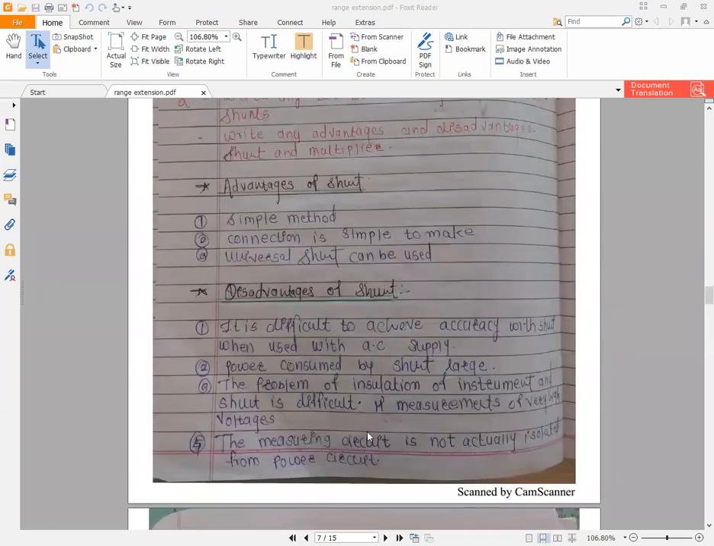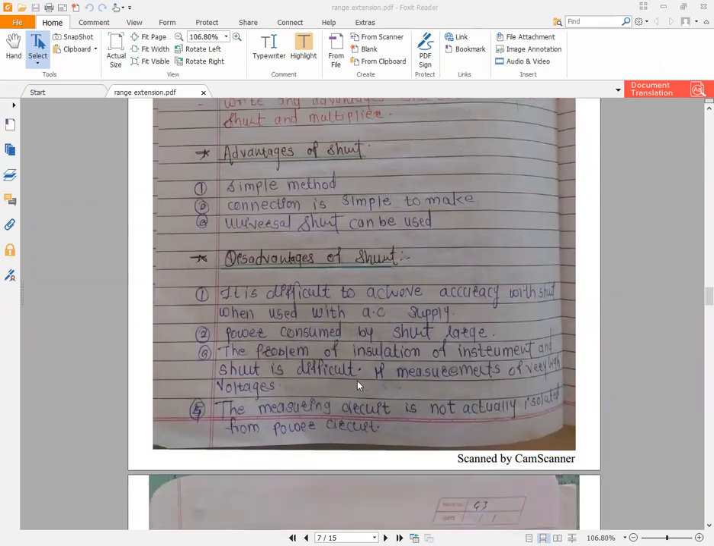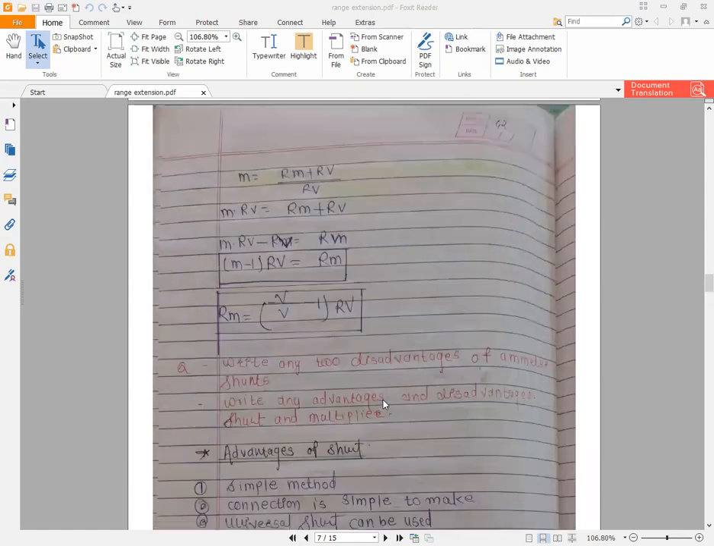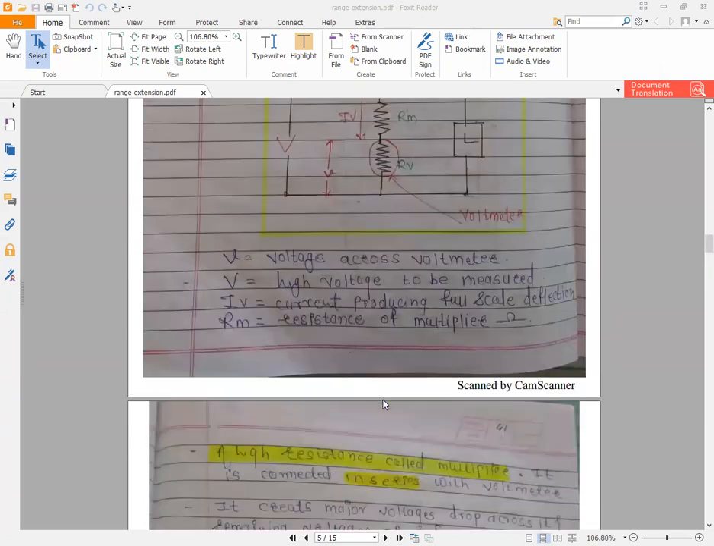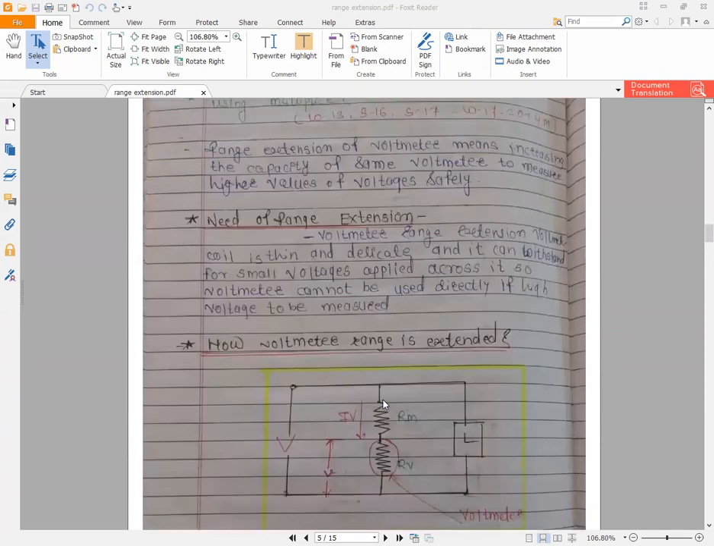So corresponding to the disadvantages of our shunt and multiplier, we can use the current transformer and potential transformer to extend the range of ammeter and voltmeter respectively. These are isolated from the circuit, and have certain advantages over the shunt and multiplier. So we can extend the range of our voltmeter and ammeter by using instrument transformers if we are not able to do so by using shunt and multiplier.